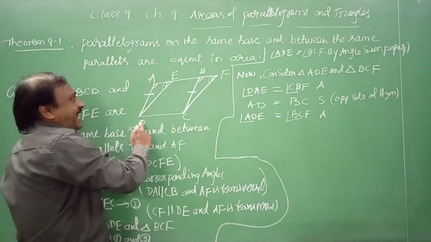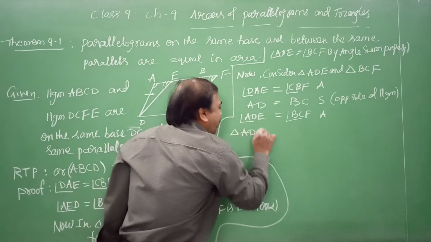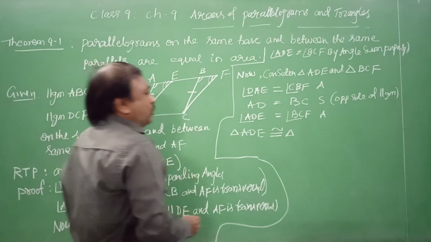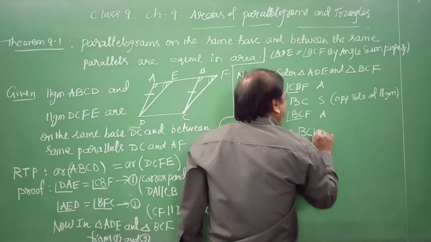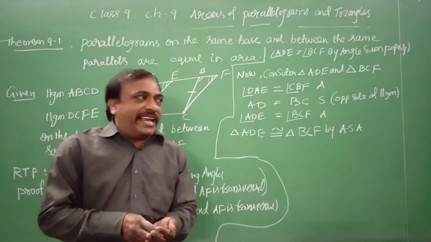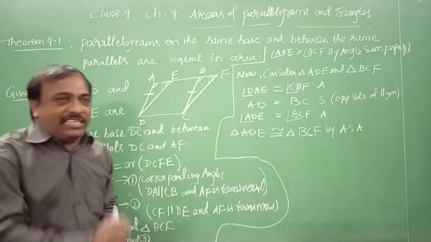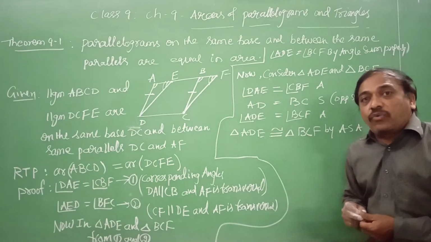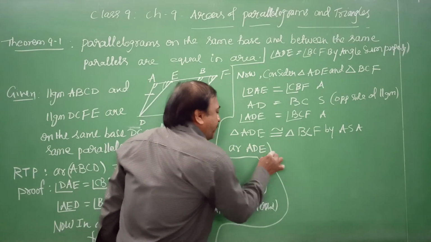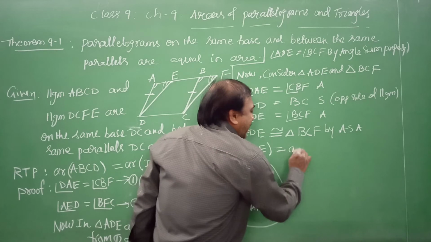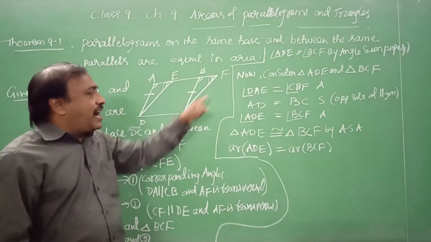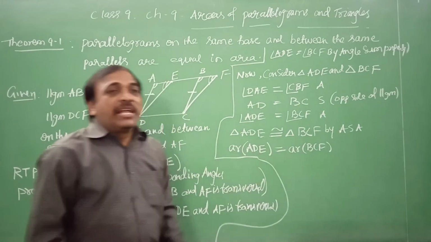Which two triangles? Triangle ADE is congruent to triangle BCF by the ASA congruence rule. Once the triangles are congruent, their areas will be equal. We discussed that congruent figures have equal areas. So therefore, we can write area of ADE is equal to area of BCF, as the triangles are congruent.